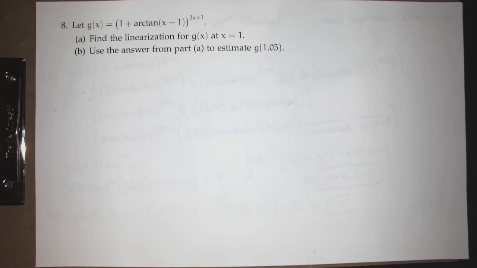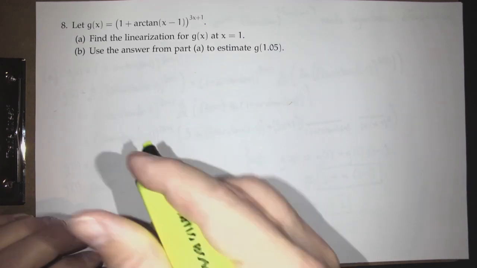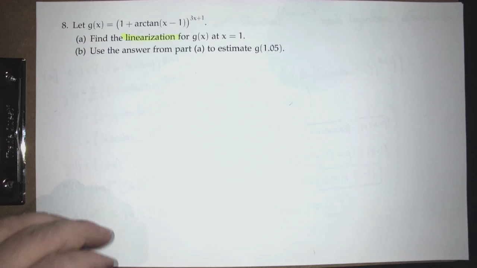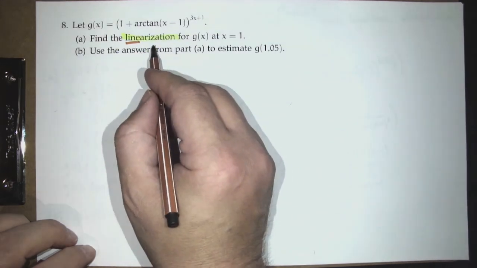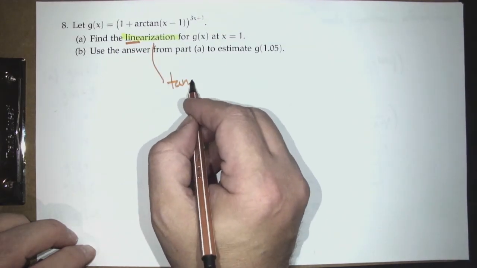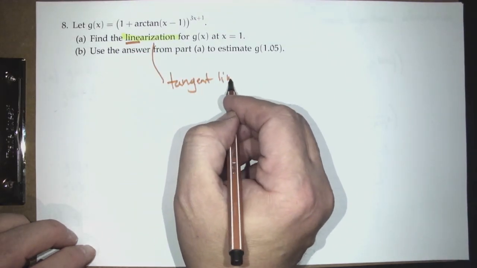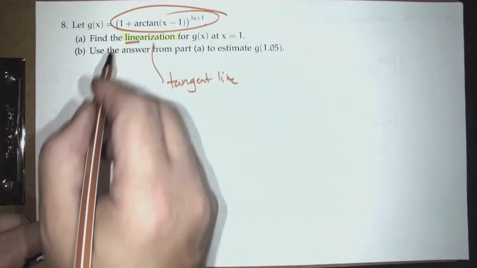Okay. So, number 8. G of x is 1 plus arctangent of x, minus 1, to the power of 3x plus 1. We're asked, find the linearization, use the answer to estimate. Okay, so a couple of things. First off, we see linearization. What does that tell us? Tangent line. The key for linearization is there's a line. So, okay, we're doing tangent line. We've already talked about linearization, so we won't repeat. So we need to find the tangent line here.